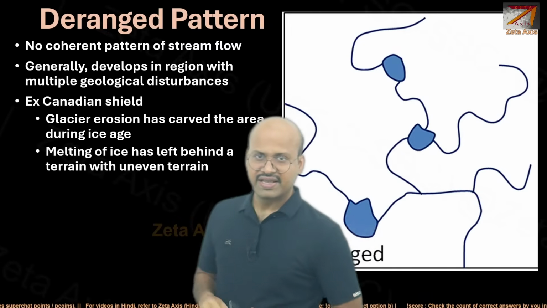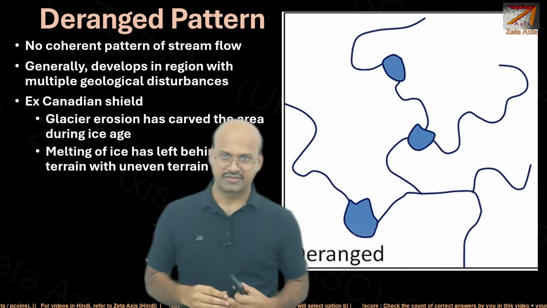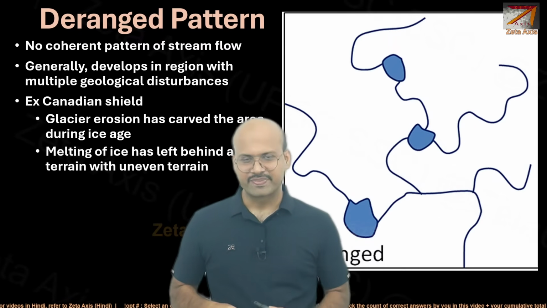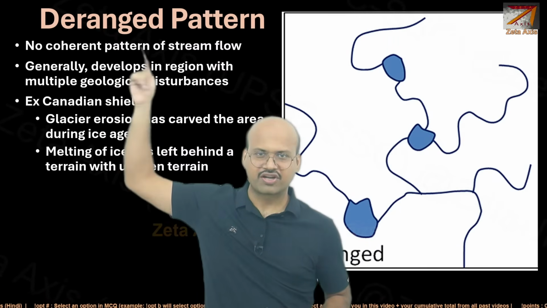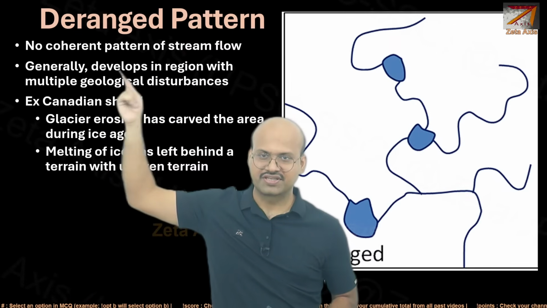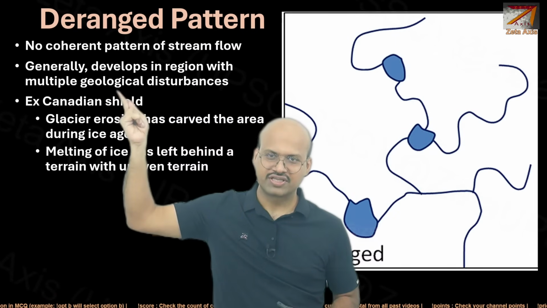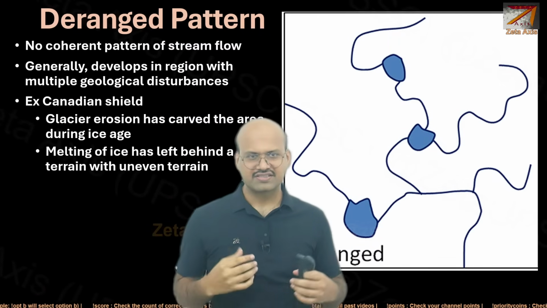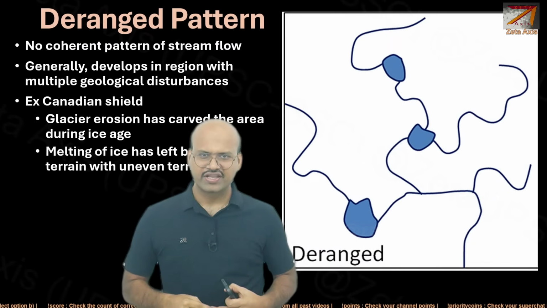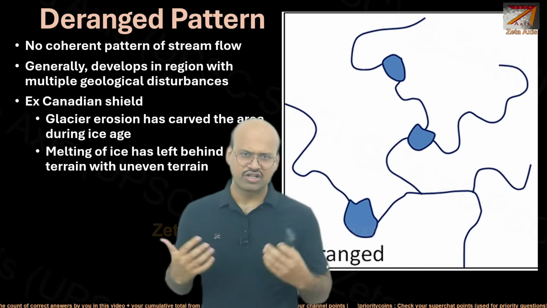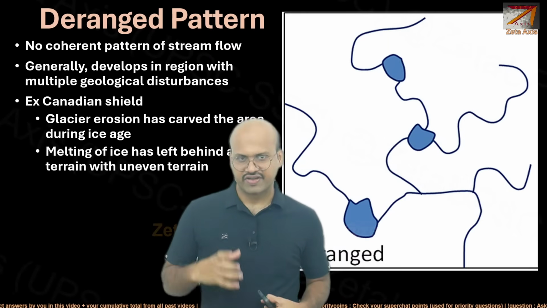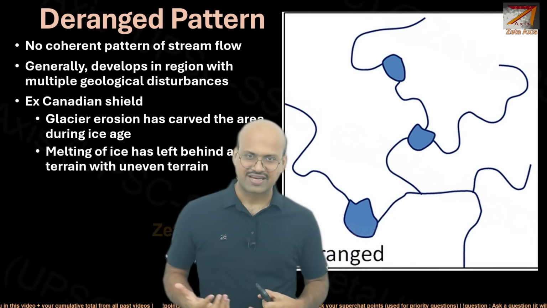Now let's see the deranged pattern. The deranged pattern is basically a river which does not have any coherent pattern of stream flow. It generally develops in regions with multiple geological disturbances. So if there is a region where there is a lot of tectonic activity, glaciation, and erosion, all repeated in a very short span of time, short span meaning millions of years.